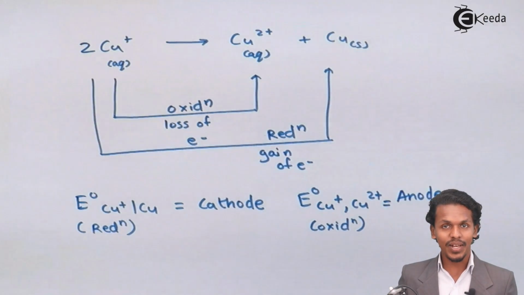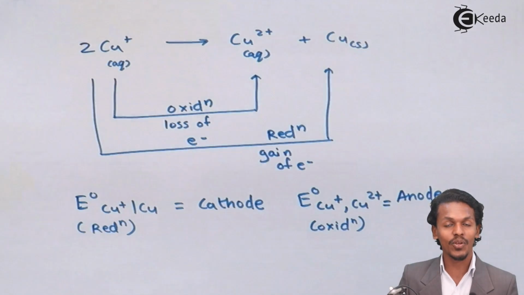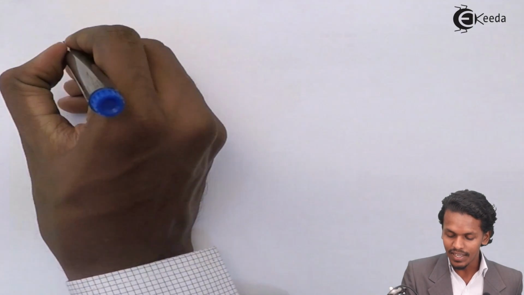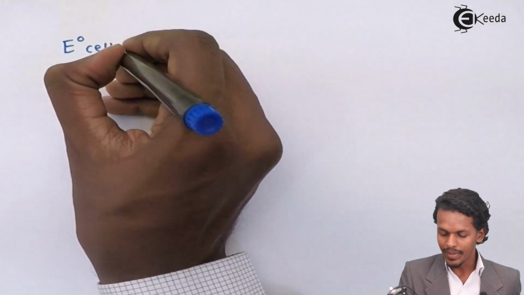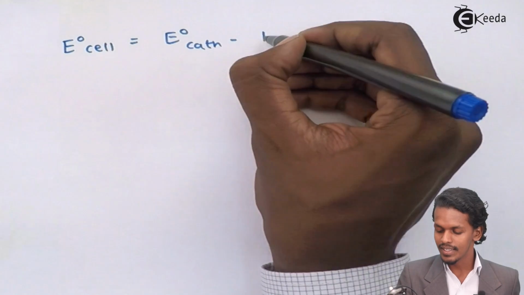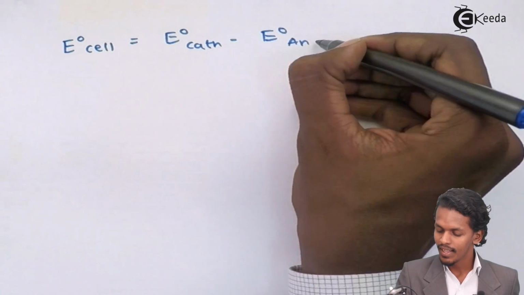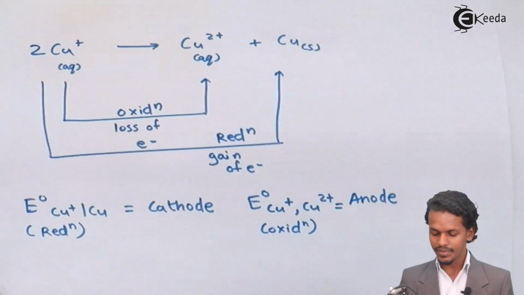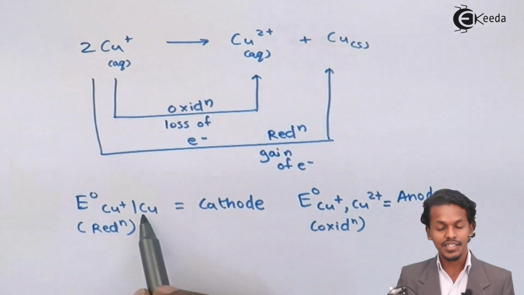So now it is very easy to calculate. Let us see what would be the value of E naught cell. The value of E naught cell will be E naught of cathode minus E naught of anode. In this case, the cathode was nothing but Cu plus and Cu.